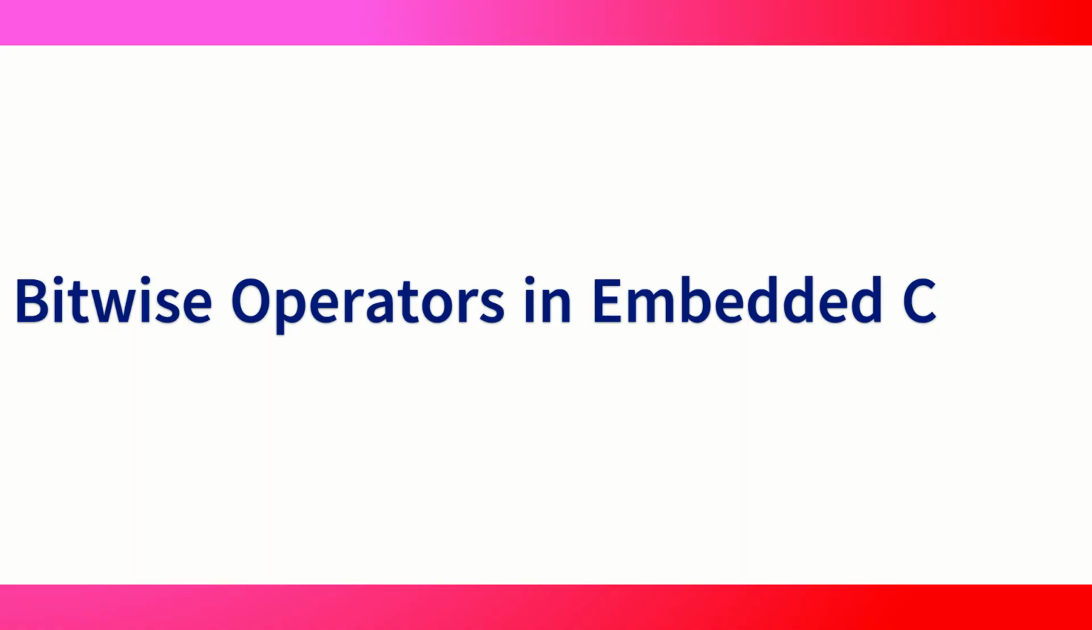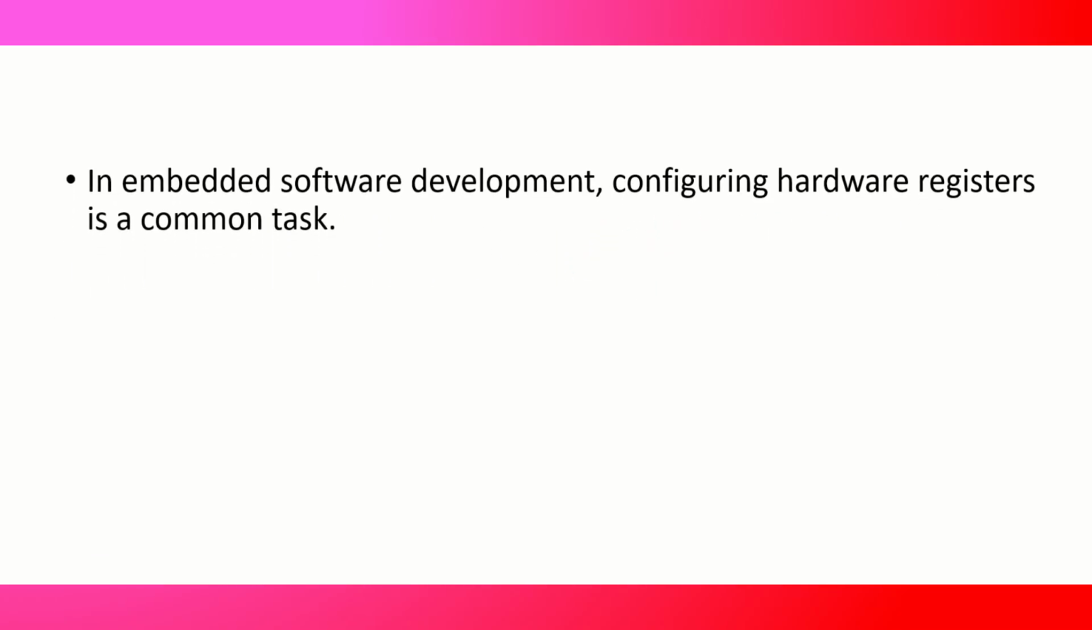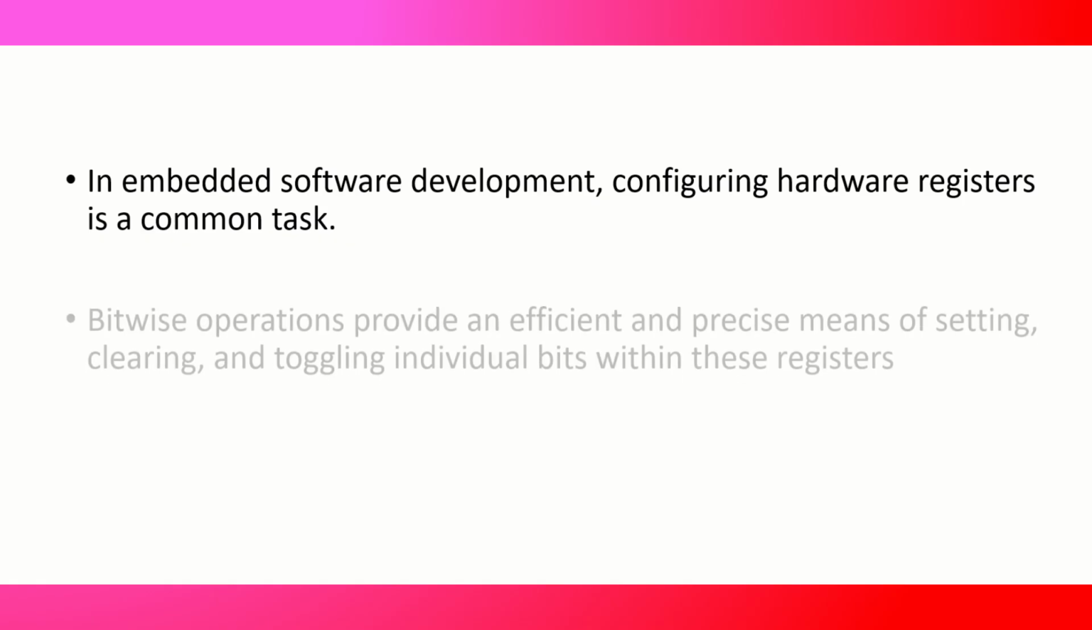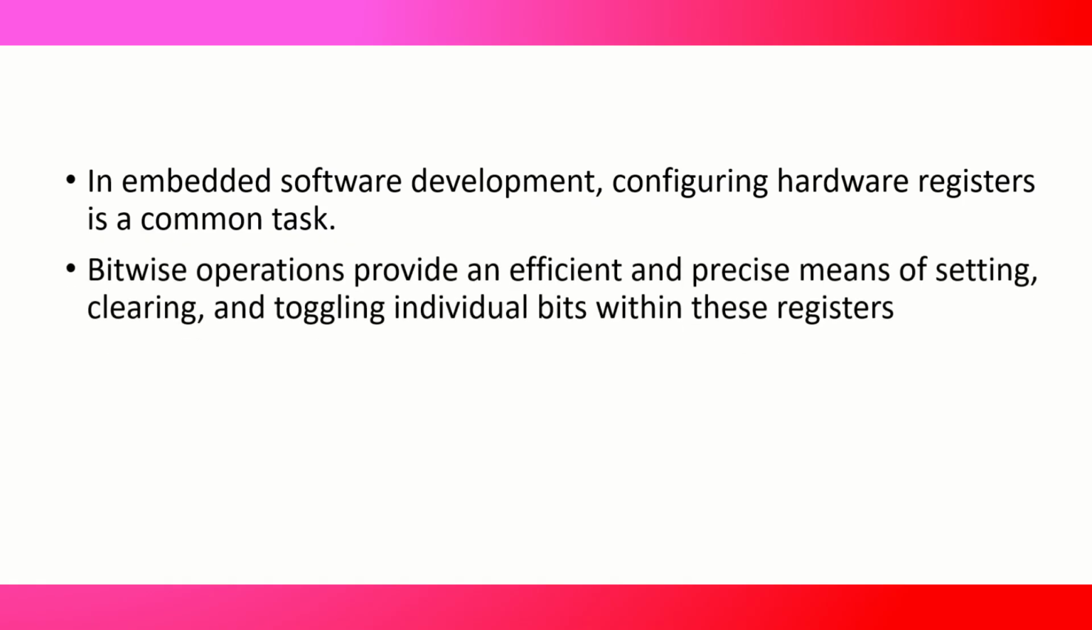In this video I'll explain how to use bitwise operators for writing embedded C programs. In embedded software development, configuring hardware registers is a common task. So we often need to configure different hardware registers of a microcontroller for developing software for embedded applications. Bitwise operations provide an efficient and precise means of setting, clearing, and toggling individual bits within these registers. So we can set, clear, or toggle individual bits without changing the rest of the bits.